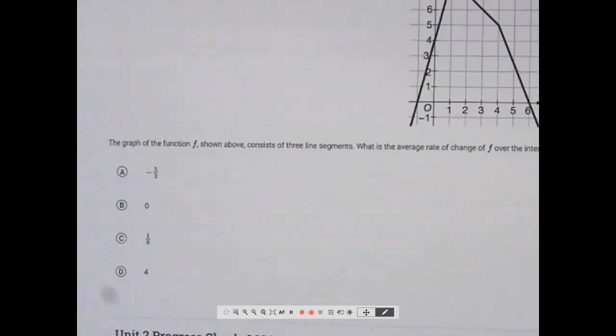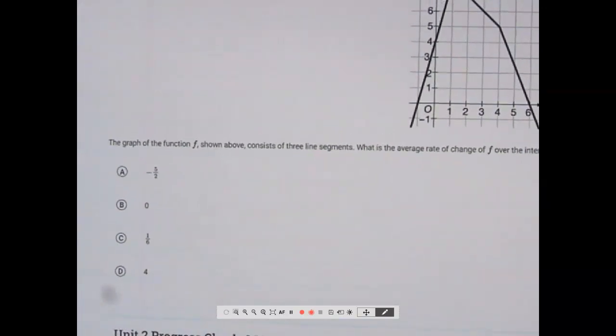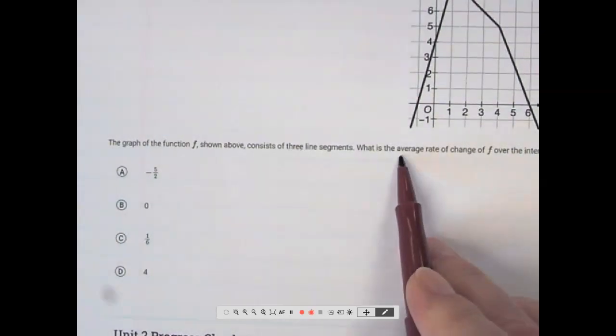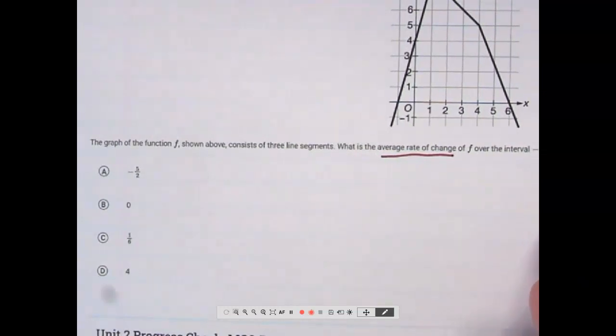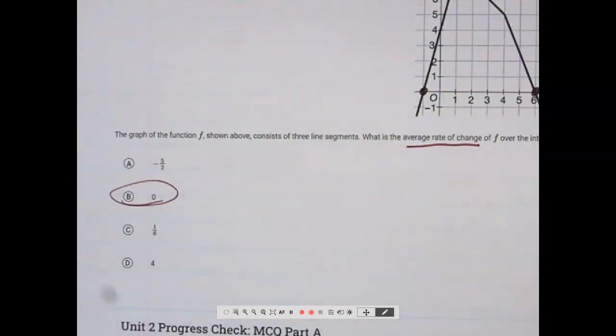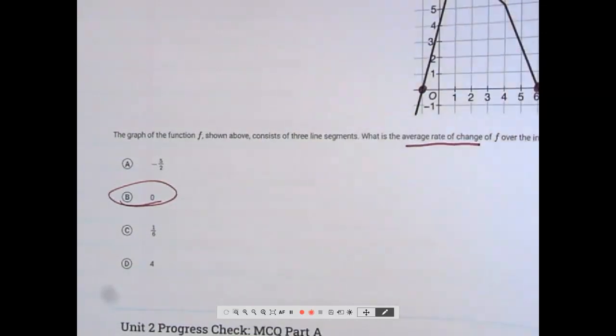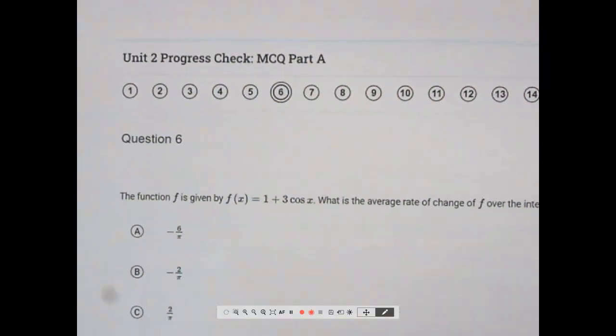Okay, the graph of the function f is shown above and consists of 3 line segments. What is the average rate of change, aka use slope formula, over the interval -1 to 6? Okay, what 2 ordered pairs am I using? -1, 0, and 6, 0. All right, just look at those points. Do I need to do the slope formula? Nope, 0. If I connect those, that's horizontal, slope is 0. Now, if you want to, use your ordered pairs and plug them into the slope formula. But we know because it's horizontal, the slope would be 0. We good on that one? Yep.